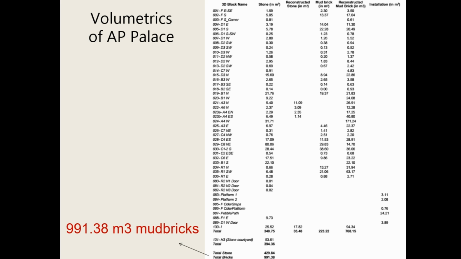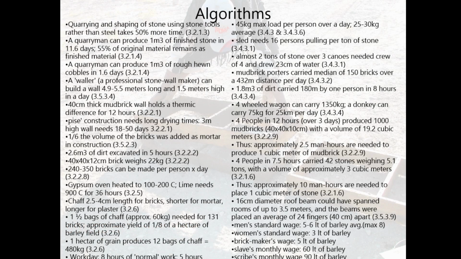So bringing the wall heights up to an even height, that gives us a total of almost 1,000 cubic meters of mud bricks. So by putting that all together, we know that it took around 2,400 person hours to make the bricks that were needed for this palace. That's only one piece of the puzzle of understanding this palace. These are all of the algorithms that I used to quantify different aspects of the construction process.